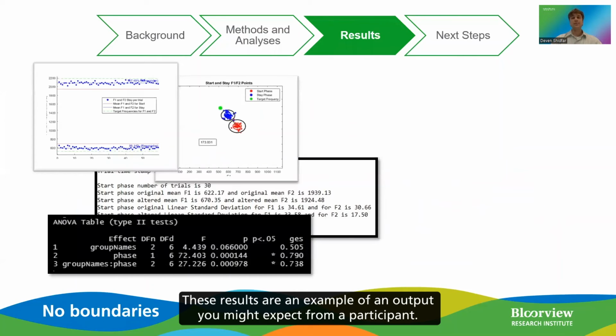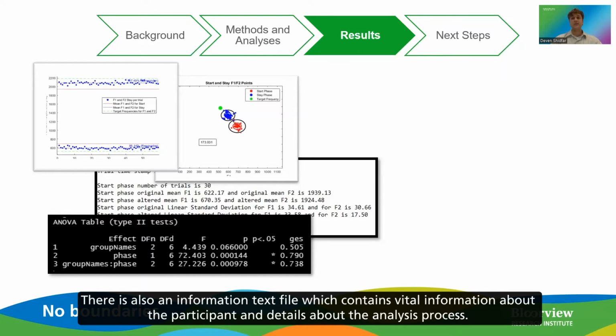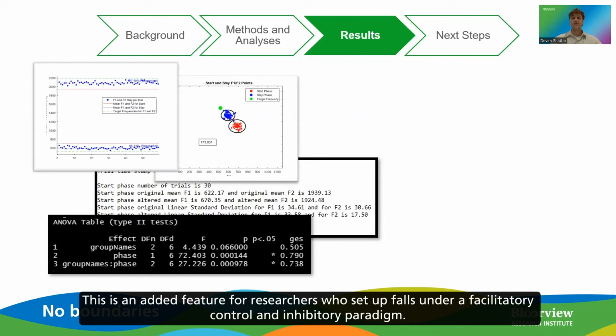These results are an example of an output you might expect from a participant. There are participant graphs, which are essential for understanding their audio responses. There's also an information text file, which contains vital information about the participant and details about the analysis process, for example, the number of outliers that may have been removed. And it performs a mixed ANOVA, which is a common statistical analysis technique. This is an added feature for researchers whose setup falls under a facilitatory, control, and inhibitory paradigm.